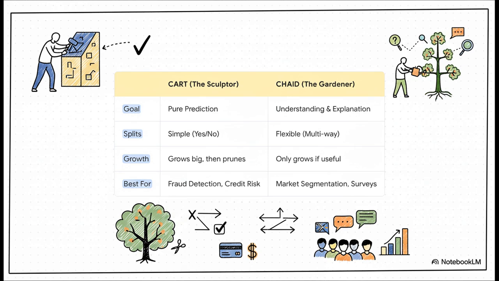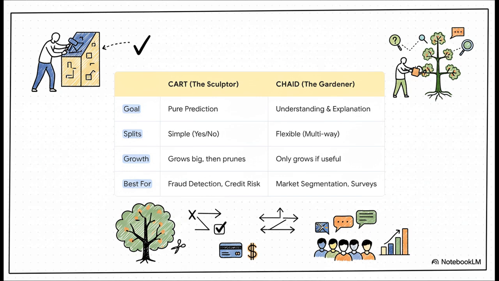On one side, you've got CART, which is like a sculptor. Its only goal is raw predictive power. It grows this huge, complex tree with thousands of simple yes or no questions, and then it carefully chisels it down to its most powerful form. It's a black box powerhouse, perfect for things like fraud detection, where you just need the most accurate answer possible, no questions asked. But then you've got CHAID, who's more like a cautious gardener.